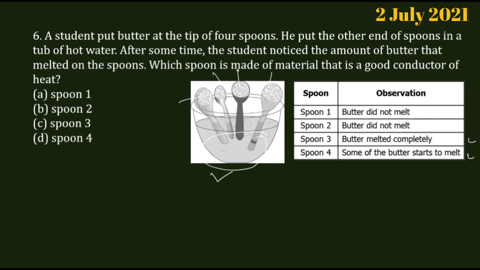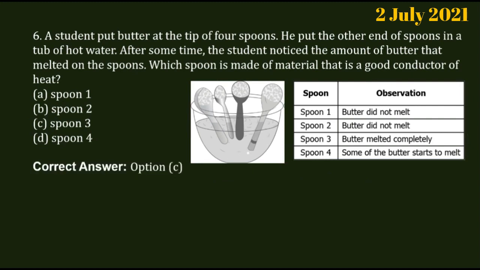Now, which spoon is made of material that is a good conductor of heat? Very simple. Butter melted completely in spoon number 3. It is because spoon number 3 can allow the heat to pass through easily, and that is why it is a good conductor of heat. So the answer has to be spoon 3, and spoon 3 is C. So we'll check the answer, that is 3.